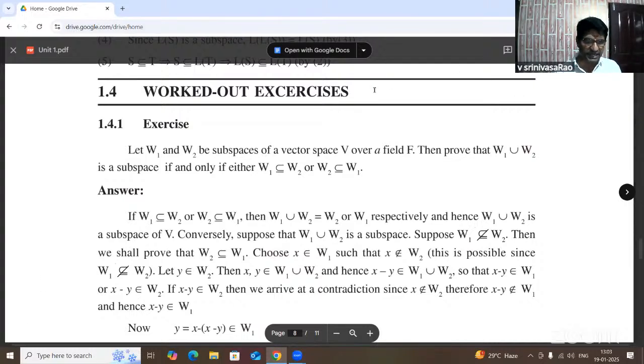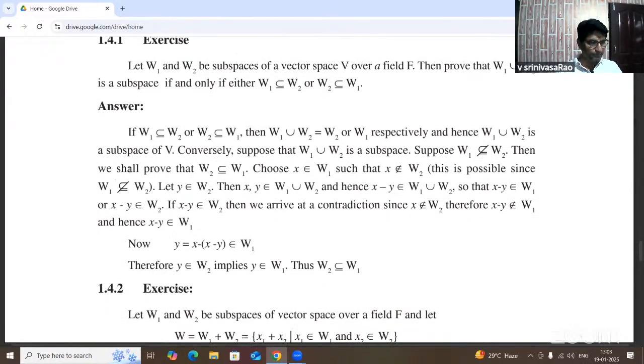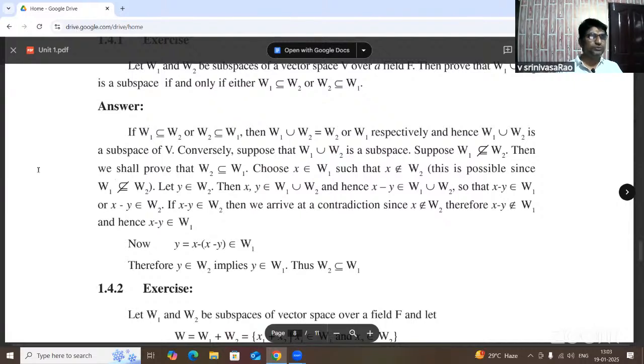So one is contained in or equal to the second one means the first subspace W1 is contained in or equal to W2, or W2 is contained in or equal to W1. So that is when the union of the subspaces is a subspace, that is the necessary part, and for the sufficient part we must prove that one is contained in or equal to the other. Okay. Now this is the simple proof. First of all, you have to take in.